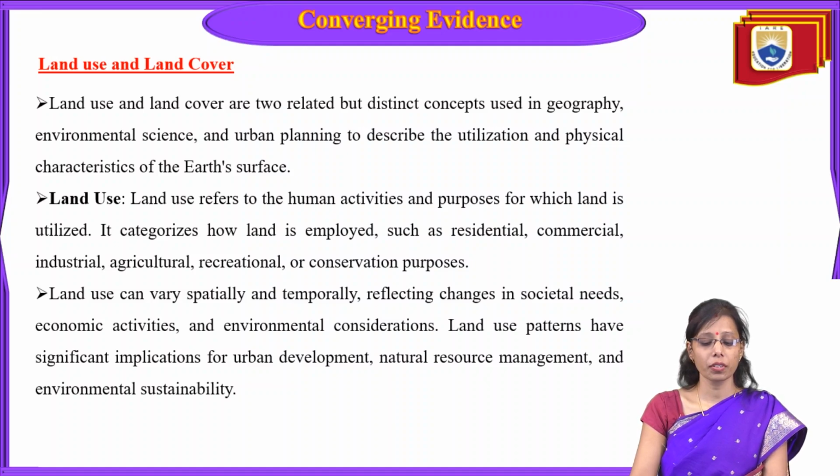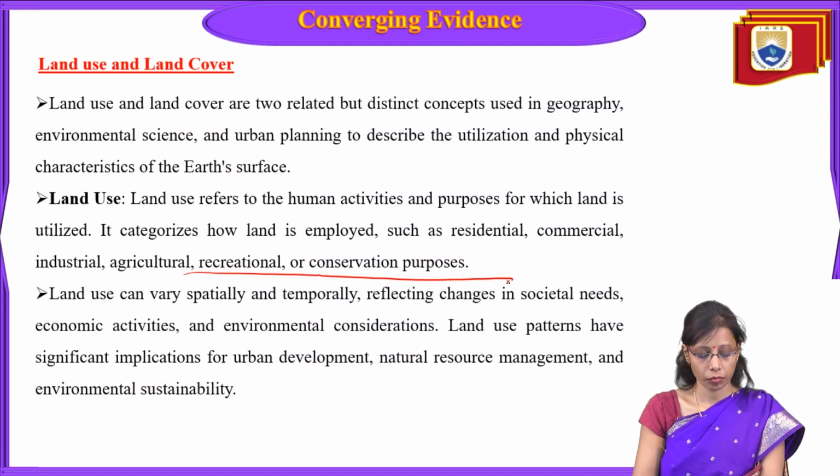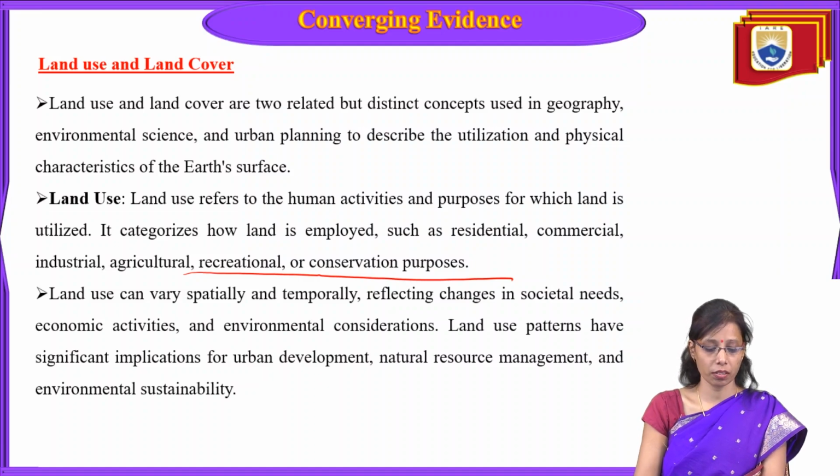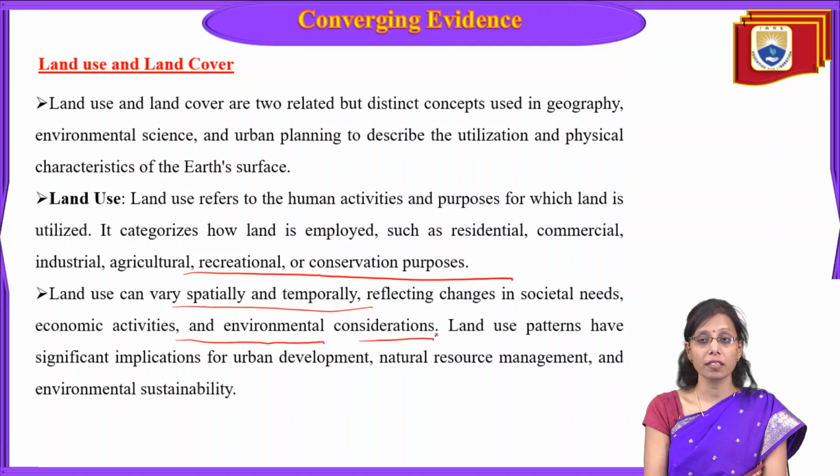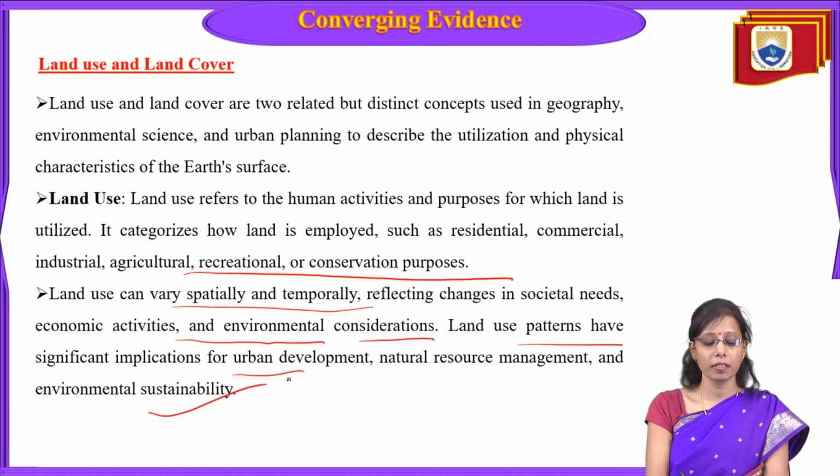Land use refers to the human activities and purposes for which land is utilized. It categorizes how land is employed, such as residential, commercial, industrial, agriculture, recreational, and conservation purposes. Land use can vary spatially and temporally, reflecting changes in societal needs, economic activities and environmental considerations. Land use patterns have significant implications for urban development, natural resource management, and environmental sustainability too.